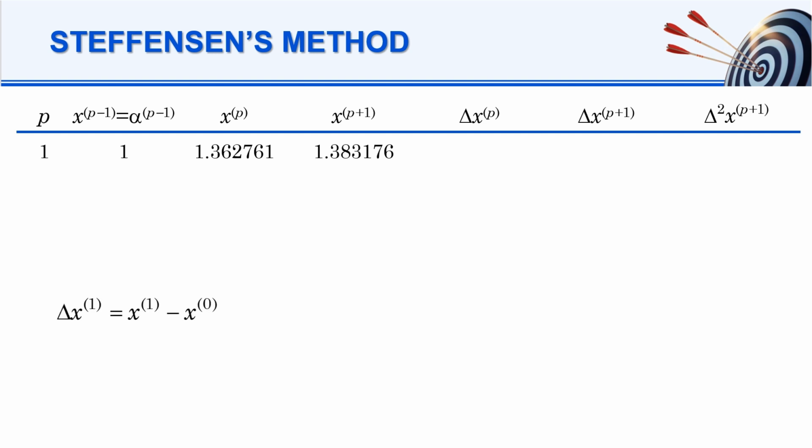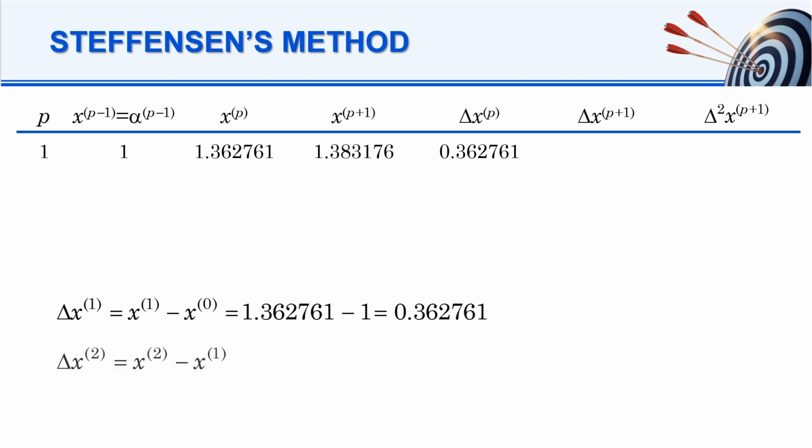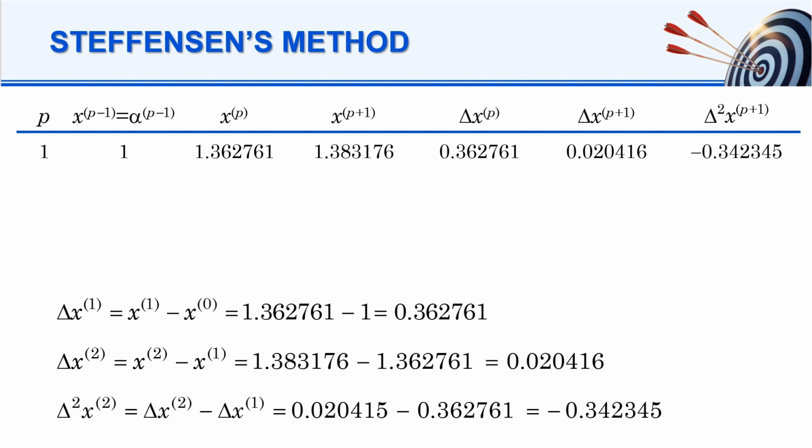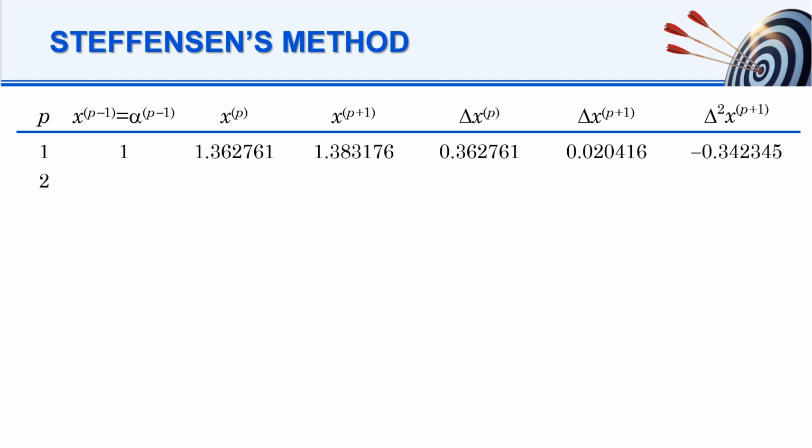For delta x1, we find 0.362761. For delta x2, we obtain 0.020416. For delta squared x2, we find minus 0.342345. Using x2, delta x2, and delta squared x2, we can calculate the first estimate for alpha as follows.